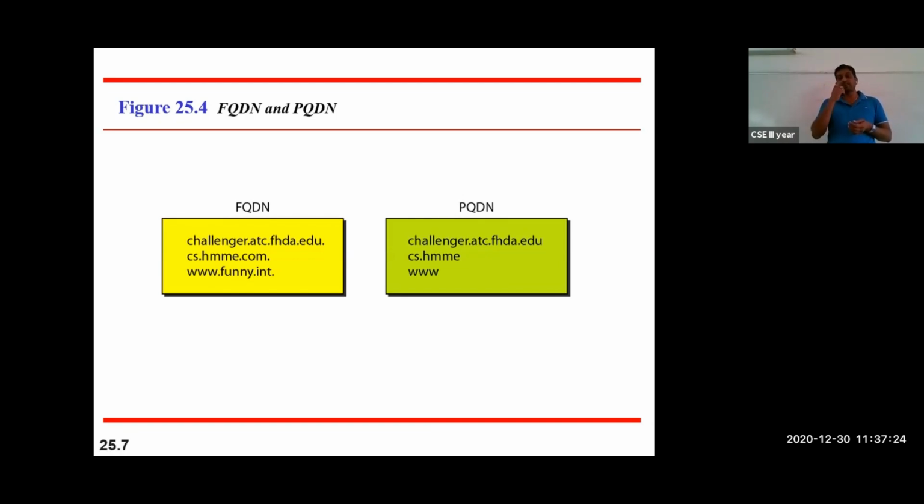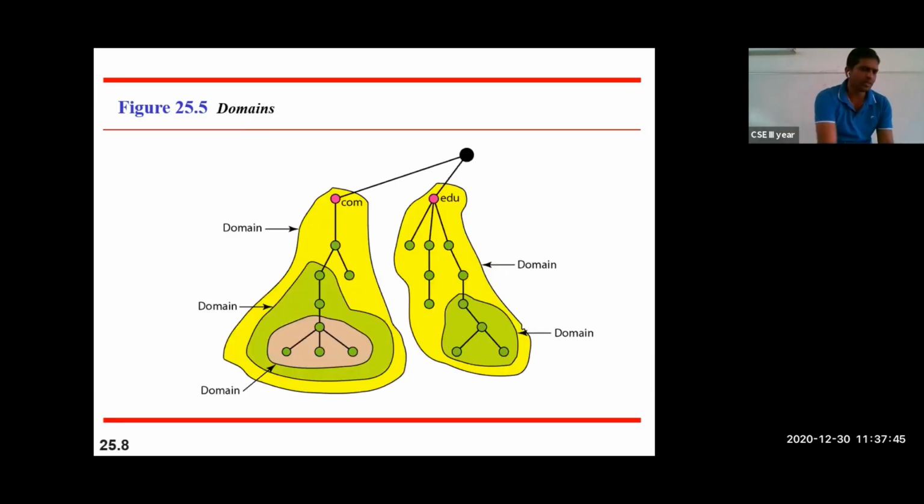Though you give a partially qualified domain name, most of the time the DNS server will try to identify what you are looking for and give you the right website. Sometimes it fails and gives you the wrong website. Sometimes it fails and doesn't locate any IP, and it will give you an error message, website not found. Okay, so that's about FQDN and PQDN.